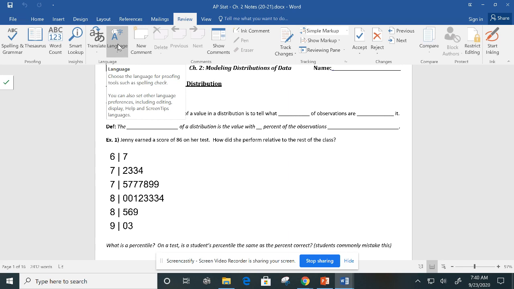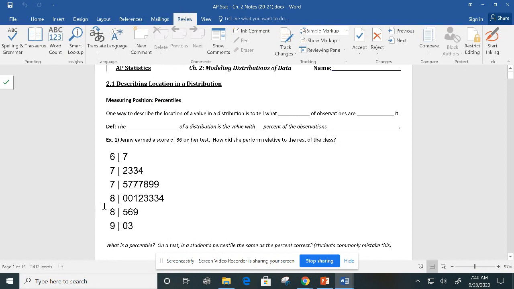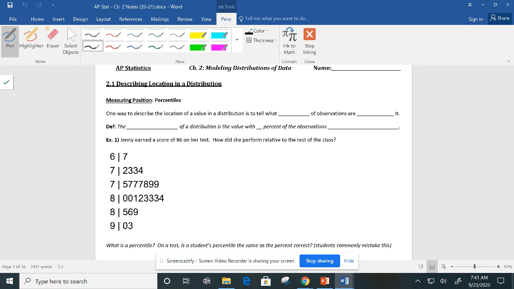Moving into chapter 2. In chapter 2, modeling distributions of data, we're going to focus on percentiles as well as the normal distribution, which some of you should have experience with. So section 2.1, where we're going to start describing location in a distribution. First thing to talk about is a percentile and what a percentile is and how we deal with that.